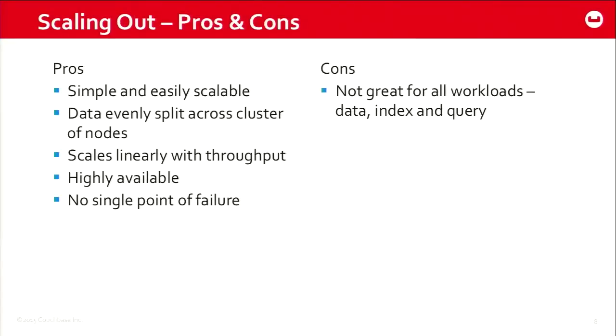So here are some of the pros and cons of the scale-out architecture. Mostly the pros, because the scale-out architecture is very simple and easy to scale. There's no single point of failure. And as you add more nodes, it linearly scales with your throughput. Which is why most of these NoSQL databases and big data solutions have implemented the scale-out architecture as their scalability model. The one con about this architecture is it doesn't fit well for all workloads. And I'm going to talk about the workloads in a bit.